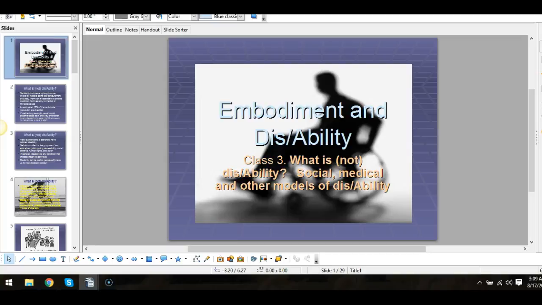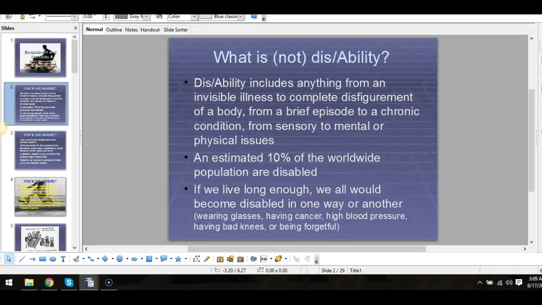Welcome to Class 3, What is and What is Not Disability, Social, Medical, and Other Models of Disability. Disability includes anything from an invisible illness to complete disfigurement of a body, from a brief episode to a chronic condition, from sensory to mental or physical issues.